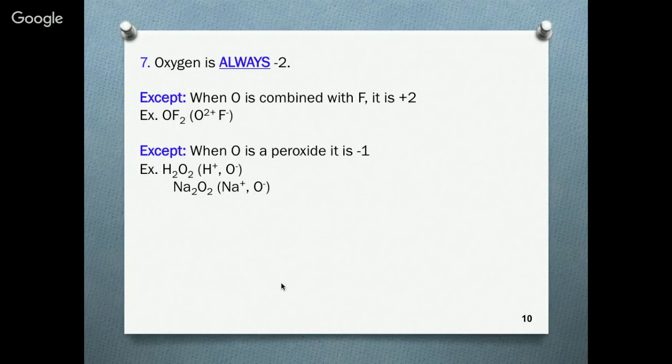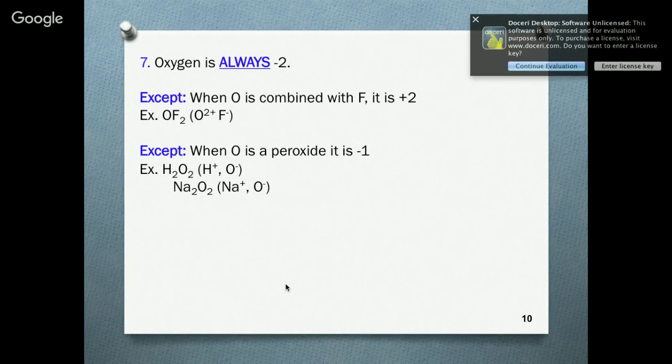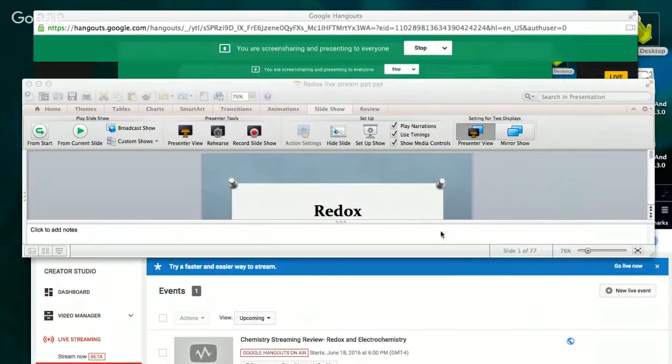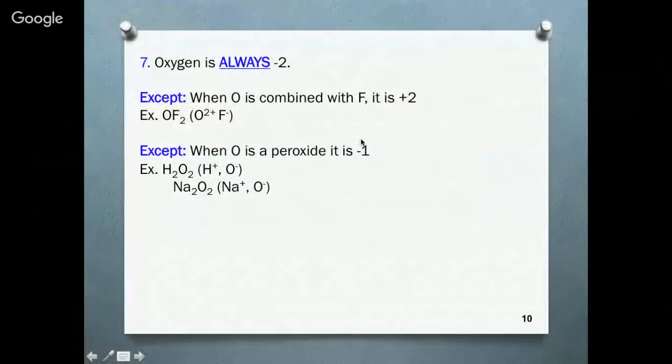But there are 2 exceptions for oxygen, so we just want to go through those for you to be aware of. When oxygen is combined with fluorine, it's plus 2. So F is minus 1 in this example, and there are 2 of them, so it's minus 2. So O is going to be plus 2.